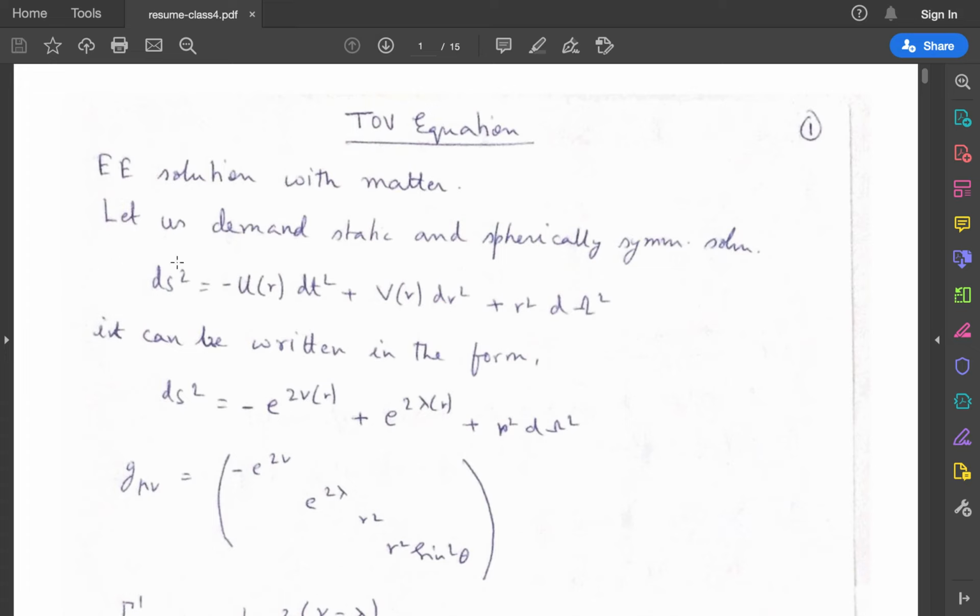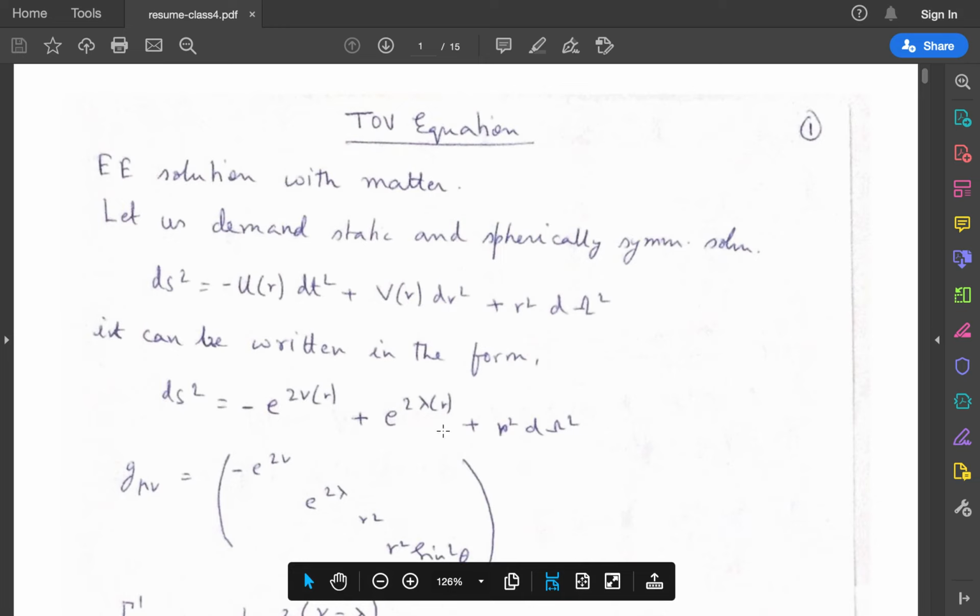So the metric, or the geometrical part, is given by this line element: u(r) dt squared plus v(r) dr squared plus r squared d omega squared. This is a very general line element for a spherically symmetric solution, and as I have told you, it can be written in terms of exponentials: e to the minus 2 nu dt squared, sorry about that, it was 2 lambda dr squared, plus r squared d omega squared. So there will be dt squared and dr squared here, sorry about that.